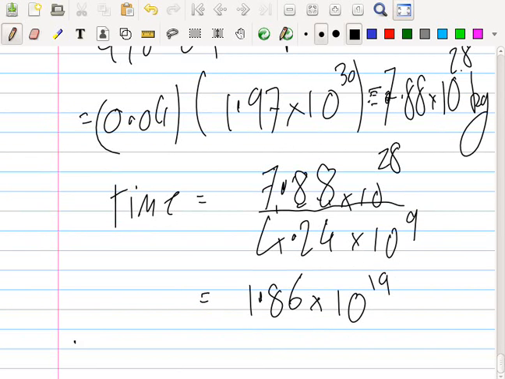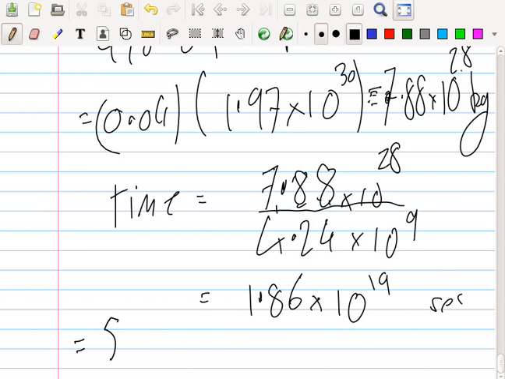How many years is that? Oh wait, now this is seconds. So give me the calculator and let me change this into years, okay? Right, so if I divide this by 60, I now have minutes. If I divide it by 60 again, I now have hours. If I divide by 24, days. If I divide by 365.25, I have years.